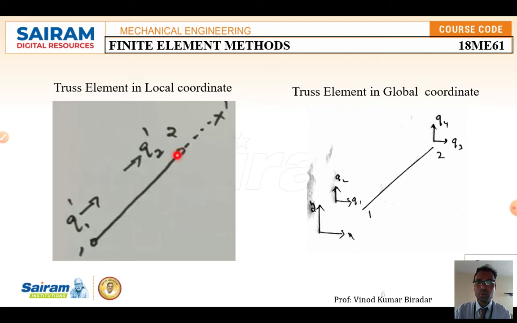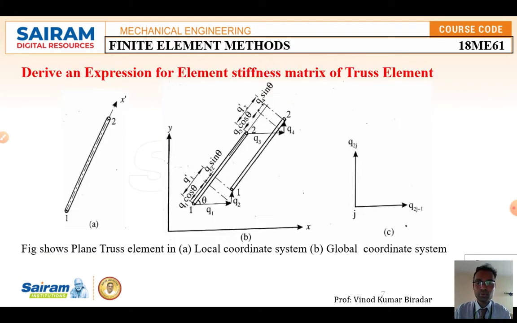In the local coordinate system, the orientation is along the length of the element, whereas here it is not like that. Each node has 2 degrees of freedom. With the help of this, we are going to calculate the next question, that is, the derivation of the element stiffness matrix for a truss element.